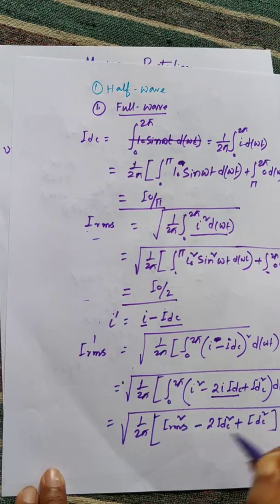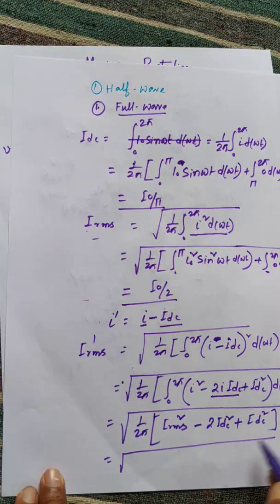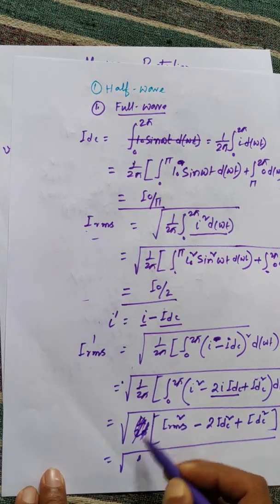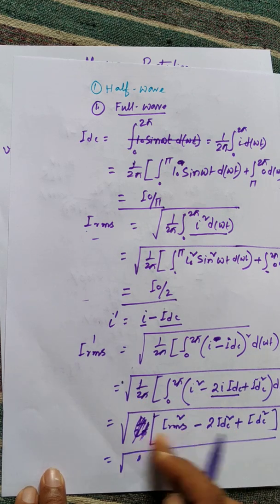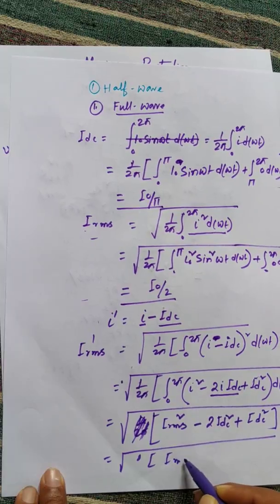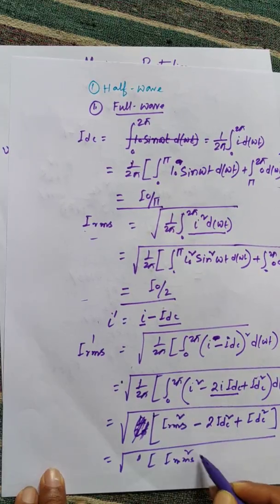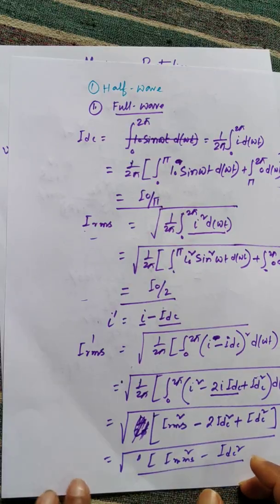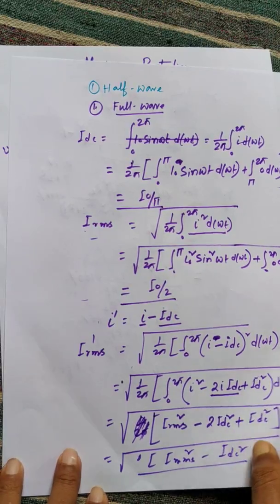Okay, and this is equal to, sorry, already considered the 1 by 2 pi, so 2 pi will not remain, so this is equal to I RMS square minus IDC square. This is the RMS value of the AC component of the load current.